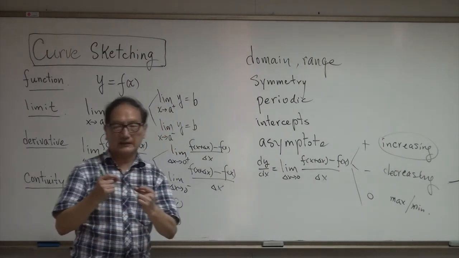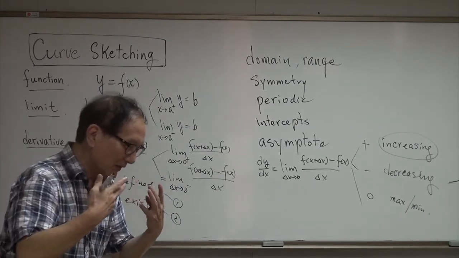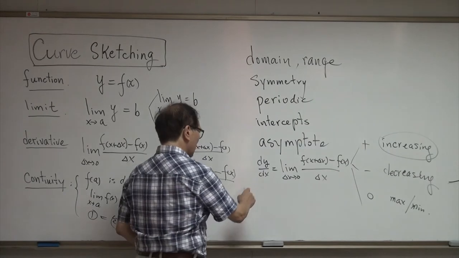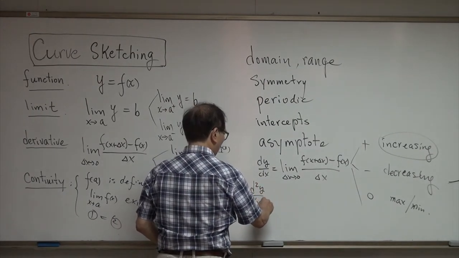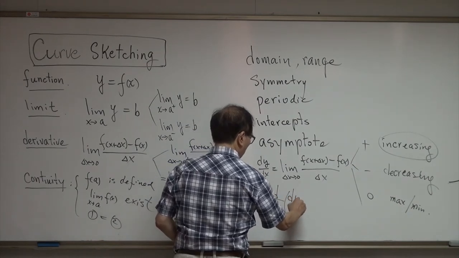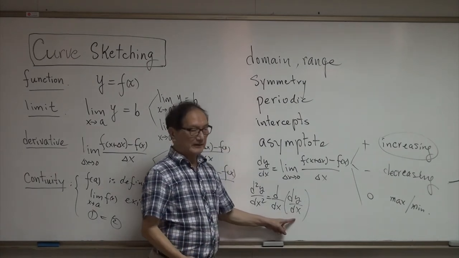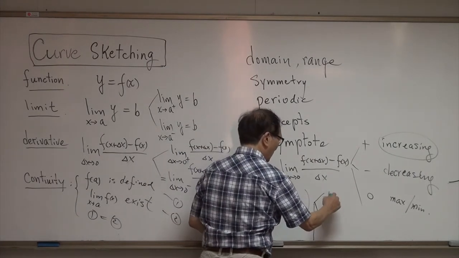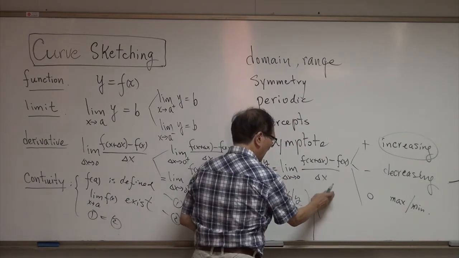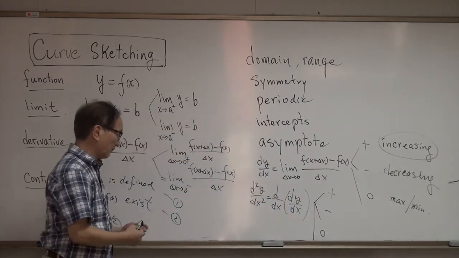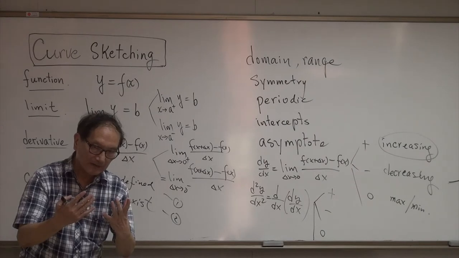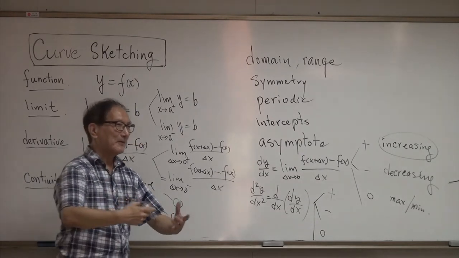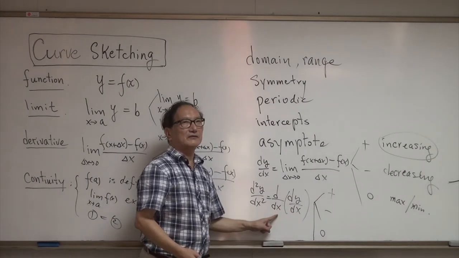Knowing increasing and decreasing is not enough for us to sketch the curve; we have to know what the shape looks like, the concavity of the curve. Then we use the second derivative. The second derivative is the derivative of the gradient, the changing gradient with respect to x. It also has three possibilities: if the limit exists, it is positive, negative or zero. Positive means the gradient of the tangent line is getting higher and higher. Make sense? This is the change of the gradient with respect to x.